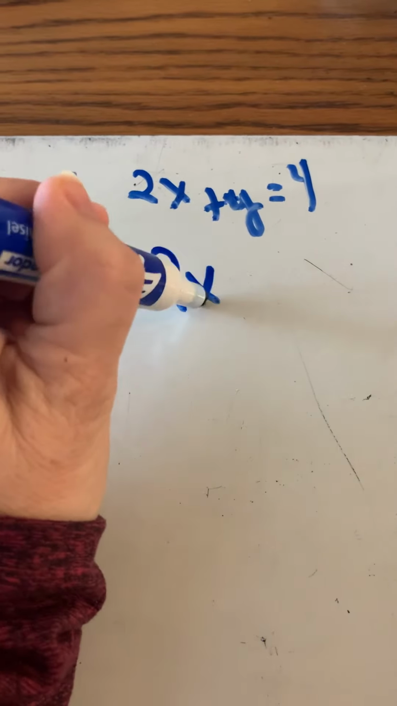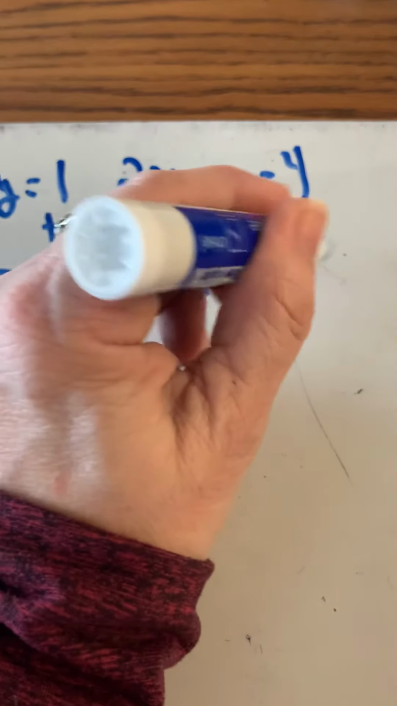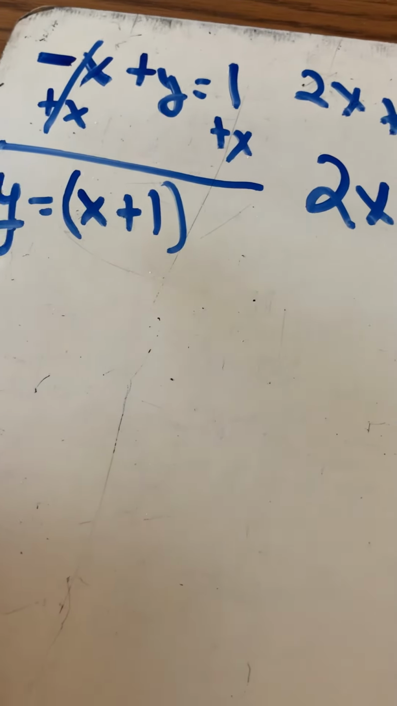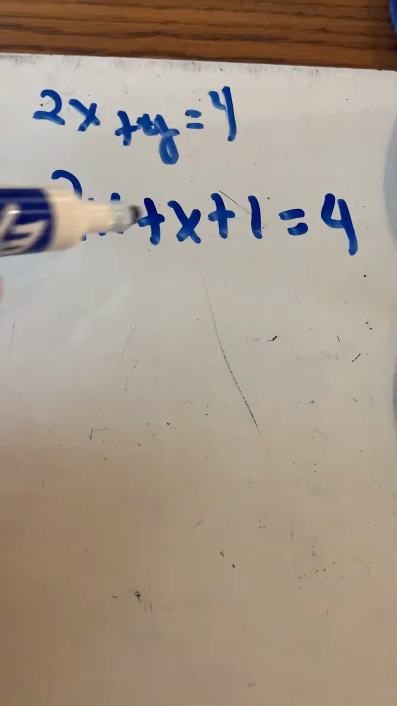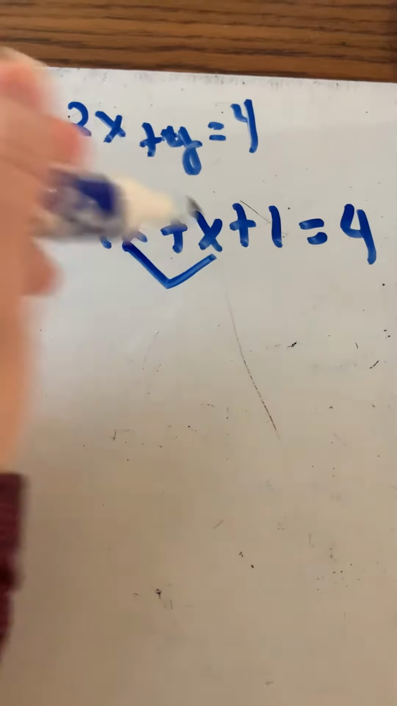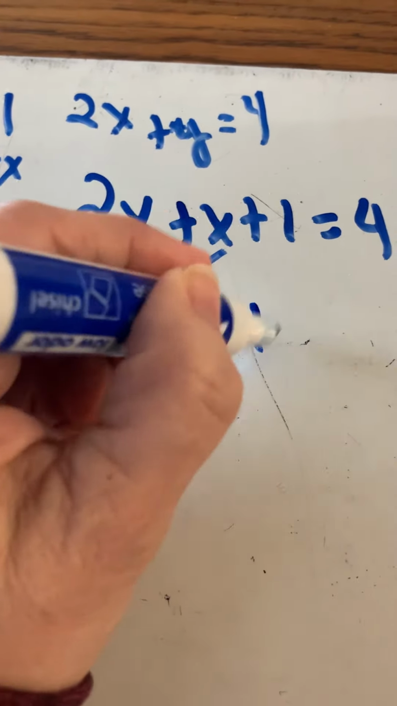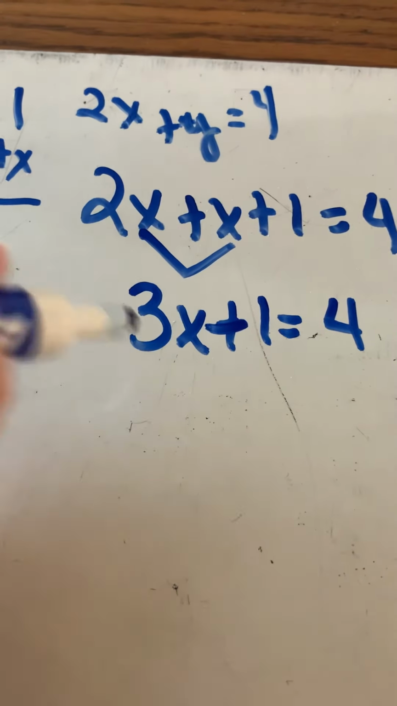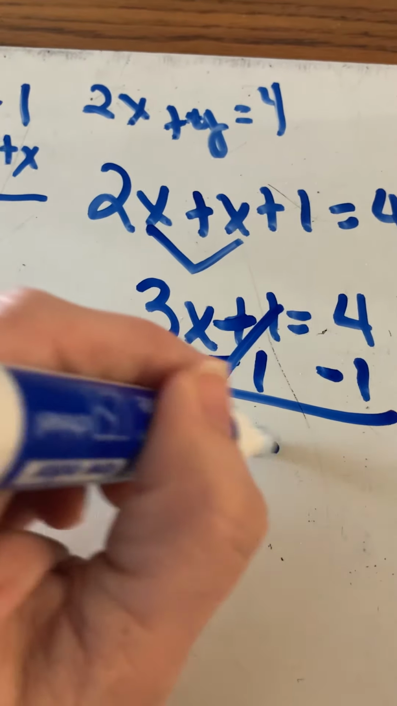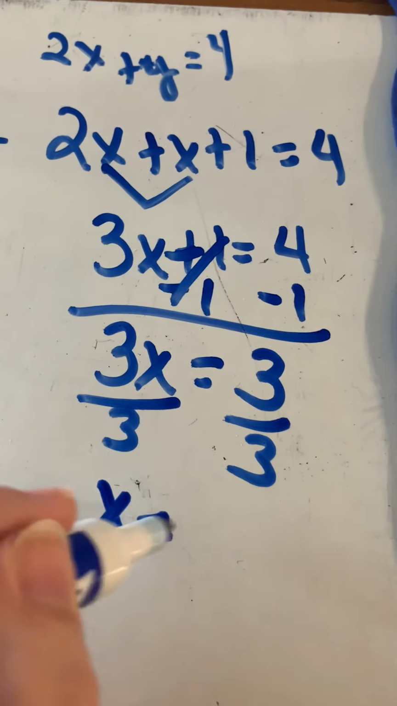So when I do that, 2x, and then instead of y, I'm going to put plus x plus 1 equals 4. So this x plus 1 was the value of y from the other equation. What that does is eliminate the y variable, so I can solve for the x variable. If I add the two x terms here, I'm going to have 3x plus 1 equals 4. So now I'm going to subtract 1 from both sides, and I have 3x equals 3. Divide both sides by 3, and I have x equals 1.